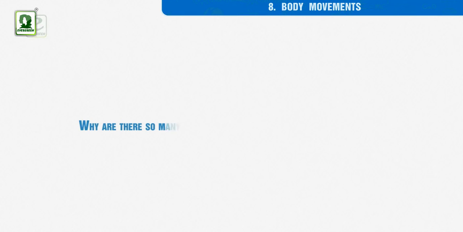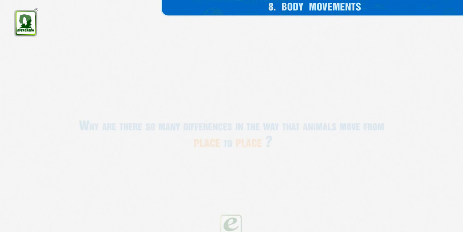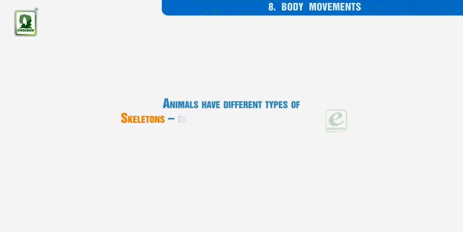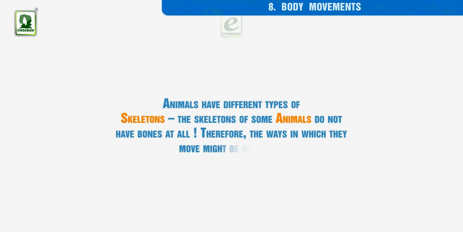Why are there so many differences in the way that animals move from place to place? Animals have different types of skeletons. The skeletons of some animals do not have bones at all. Therefore, the ways in which they move might be different.